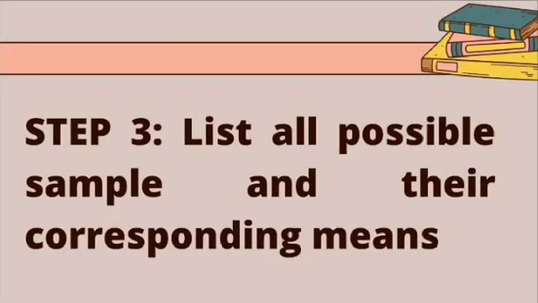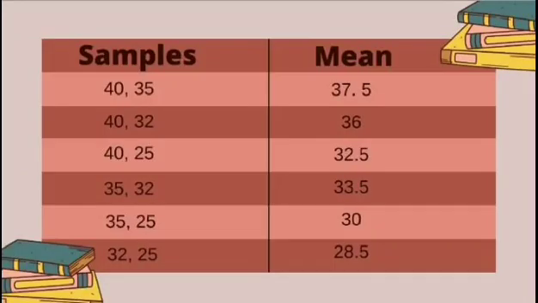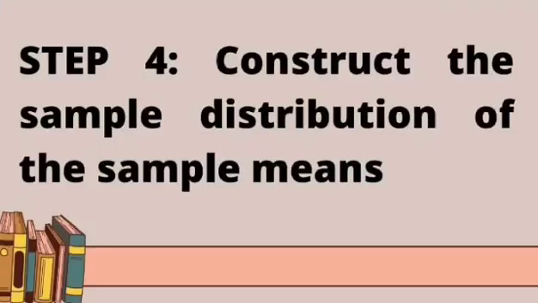Step 3. List all possible samples and their corresponding means. So, we have here a table of contents. The first column is the set of samples of size 2, and beside it is the column with their corresponding mean. To find the mean, just simply add each set of samples and divide by 2. Just like 40 plus 35 equals 75, divided by 2 equals 37.5. And do the same thing to the following sets.